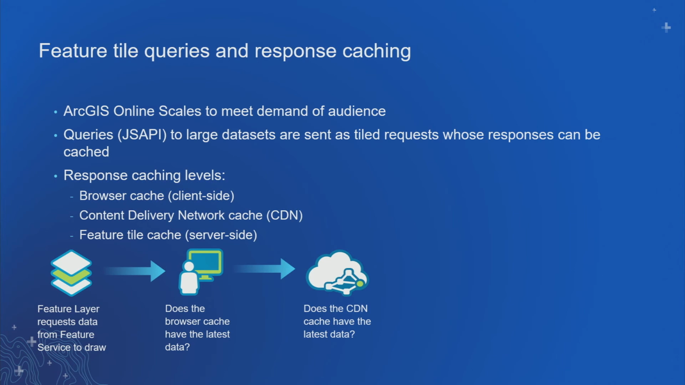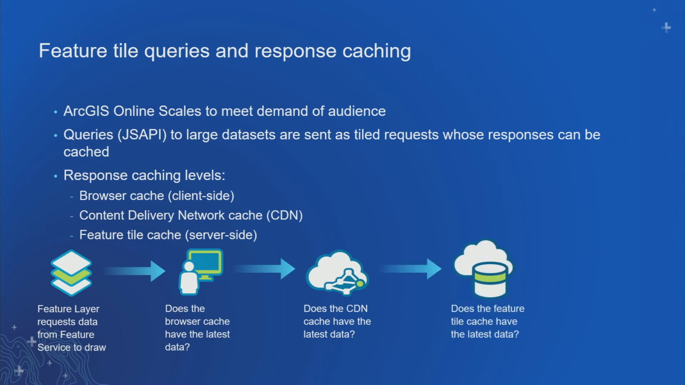latest data. It might have the latest data, but the CDN is actually going to go and check, hey, the data that I have, is it still good? And our feature service will respond with, yes it is, or no, here's new data for you. If it is good, then the content delivery network will send that data back to the browser. I should say the browser cache does the same thing that I just described.